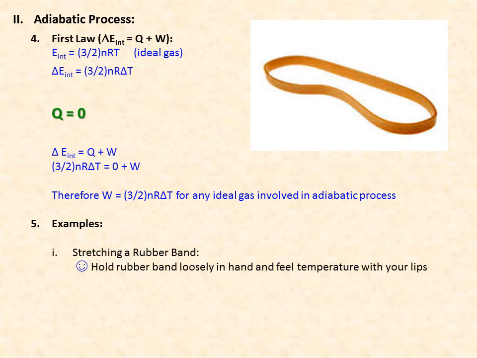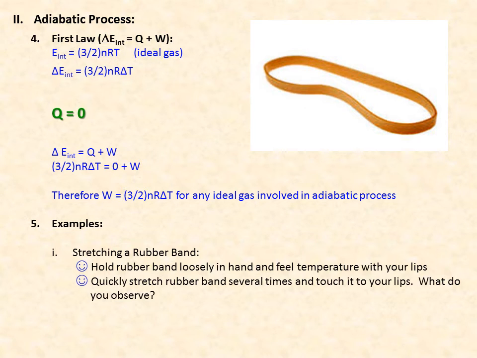If you hold the rubber band loosely in your hand, feel its temperature with your lips. The lips are a very good temperature sensor because the skin there is thin and you have a lot of blood flow close to the surface. You can nicely gauge the temperature of that rubber band. Then I would ask you to do work on that rubber band by stretching it several times. That is, stretch it, relax it, and quickly touch it to your lips. We can consider the process here adiabatic because we're doing this very quickly. And what you should notice is that it should feel warmer when you place it in contact with your lips.